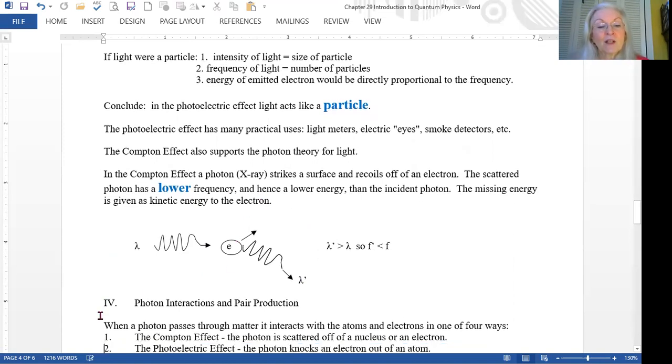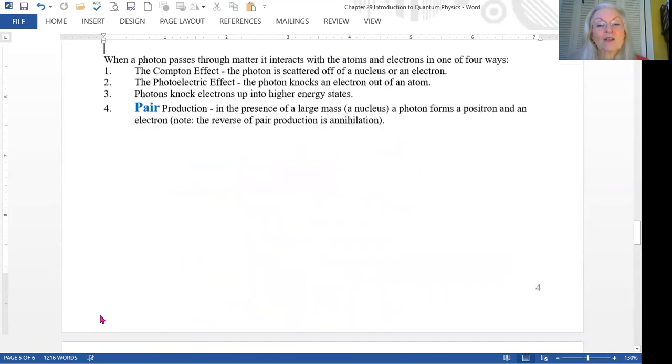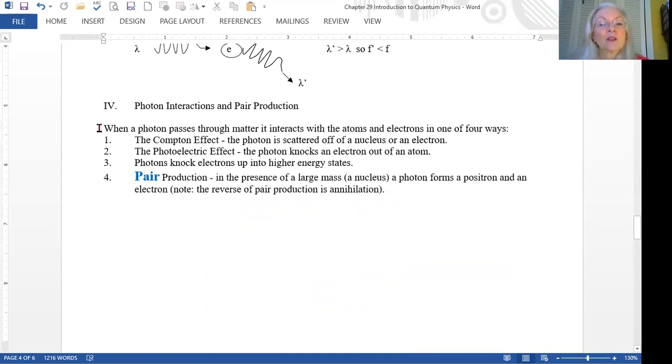So we also want to talk about photon interactions and pair production, and I just sort of whizzed right by that. So when a photon, remember that could be X-rays or visible light or things of that nature, passes through matter, it interacts with the atoms and the electrons in one of four ways.